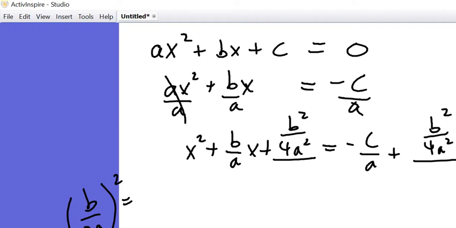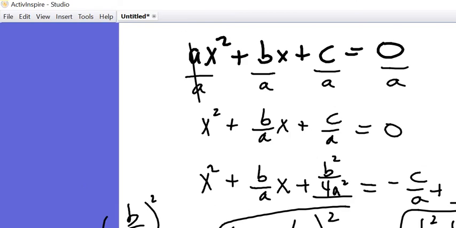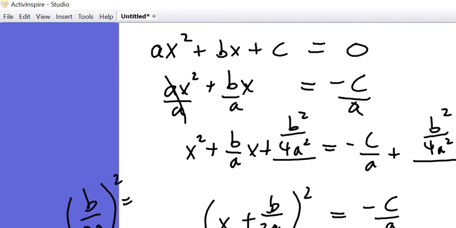Now we factor this, and you say, I don't know how to factor. Yes, you do. All we do is take half of this, and we already said it's b over 2a, equals this stuff, negative c over a. I'm going to go ahead and simplify that before I write it. Whoops. Okay, I messed up.